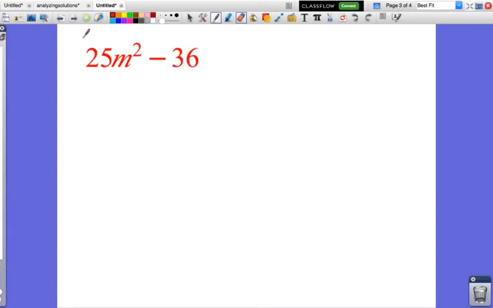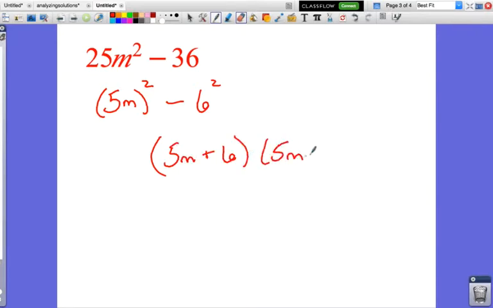Let's look at another one: 25m squared minus 36. This one's a little more complicated, but 25m squared can be written as 5m squared, because 5 squared is 25 and m squared is m squared. So if you have a leading coefficient, just find the square root of that and square it as well, minus 6 squared. That gives me factors of 5m plus 6 and 5m minus 6.